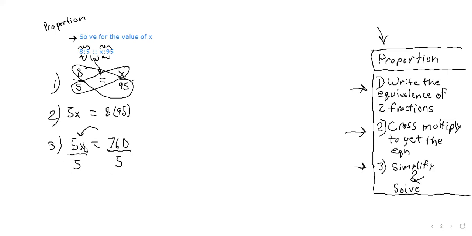Now we're going to go ahead and simplify this. We get 5x over 5 just gives us 1x, which is the same as x, equals 760 divided by 5, which is going to give us 152. And this is the answer we're going to look for in a multiple choice answer for this question, 152.